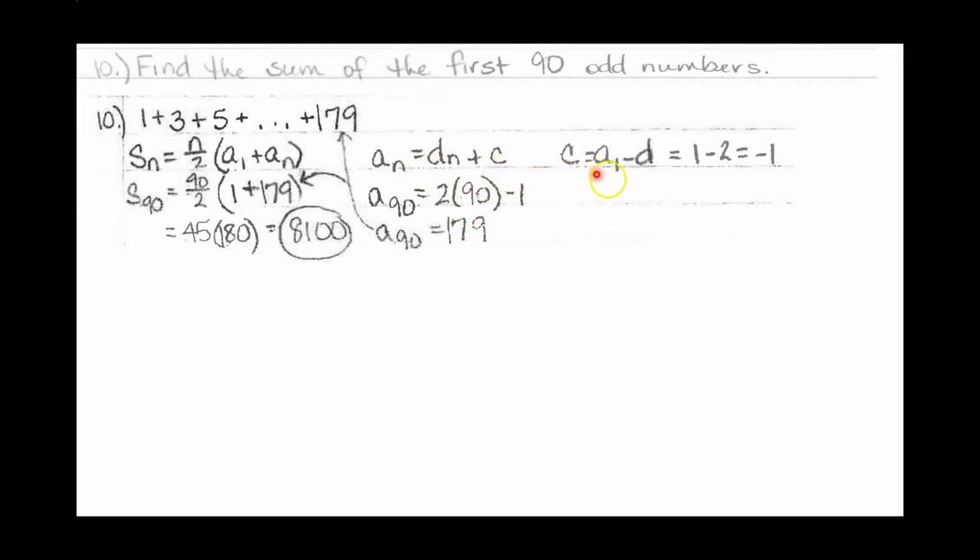So C is the first term minus the difference. Our first term was 1 and our difference was 2. So 1 minus 2 is going to give us negative 1. So C is negative 1. So 2 times 90 would be 180, minus 1 would be 179. So that is my 90th term. That's the last number in the sequence that I'm finding the sum of. So a sub n, a sub 90, my last term is 179. So 179 plus 1 is 180 times 45 is going to give us 8,100.